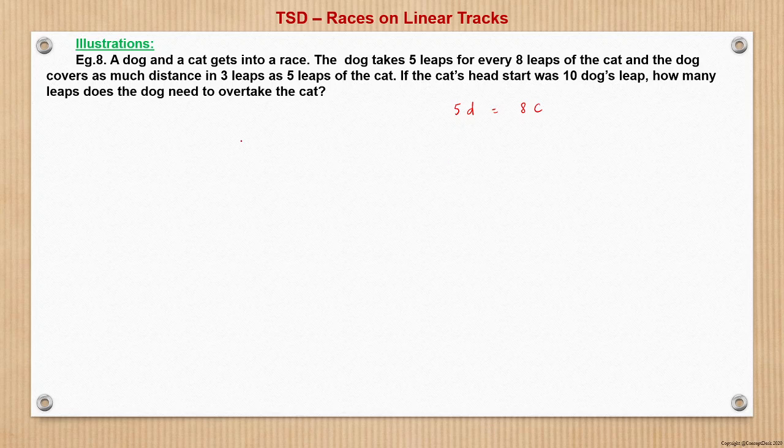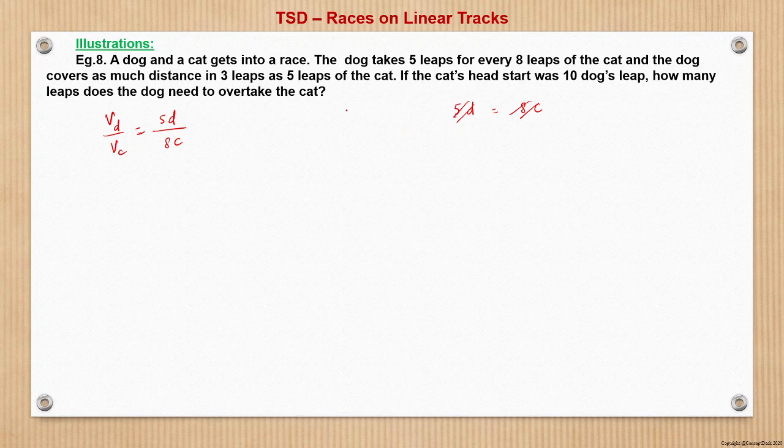So basically we can say that the velocity of dog upon velocity of cat is nothing but 5D upon 8C, right? This is what we can say, because the dog takes 5 leaps for every 8 leaps of the cat. That is, in the time in which the dog completes 5 leaps of its own, the cat has taken 8 leaps of its own. That is 5D upon 8C in the same time. Therefore that becomes the ratio of their speed.